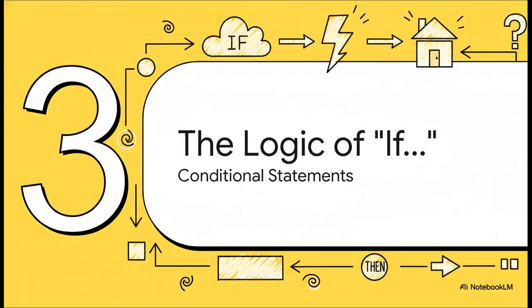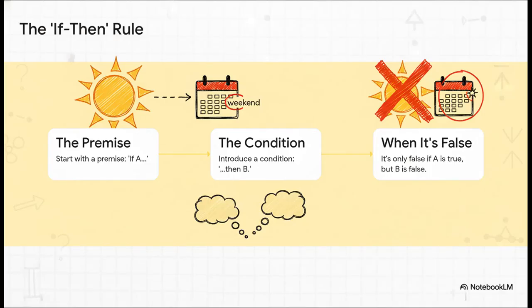Okay, buckle up, because now we're getting into one of the most powerful and sometimes kind of confusing ideas in all of logic, the conditional, or the if-then statement. Think of it like this. An if-then statement is basically a promise. If I promise you, if it's sunny, then it's the weekend, I've only broken my promise if it turns out to be a sunny weekday. That's it. Any other time, a cloudy weekday, a cloudy weekend, a sunny weekend, the promise still holds.